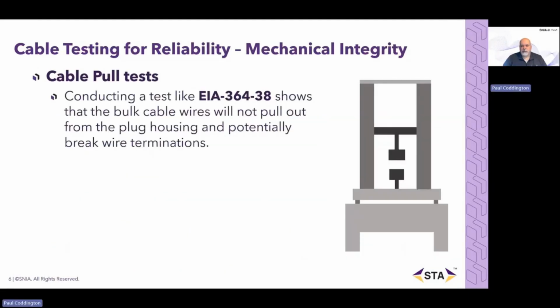Continuing with the mechanical integrity tests, we'll talk about cable pull tests. These tests will check to make sure that the bulk cable wires will not pull out of the cable plug housings, causing breakage of the wire terminations or the important connections of the cable shielding.